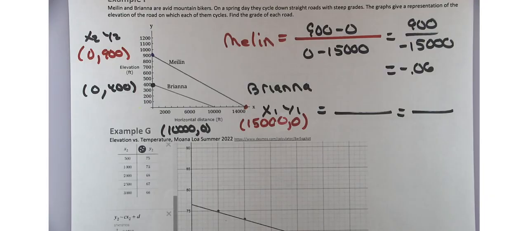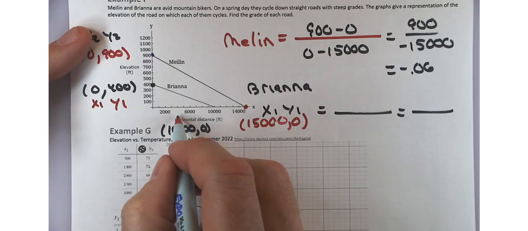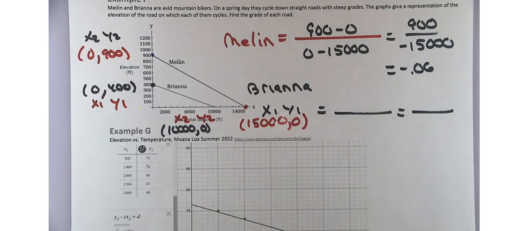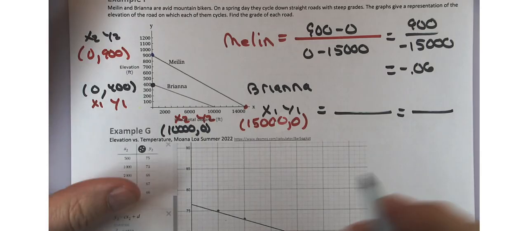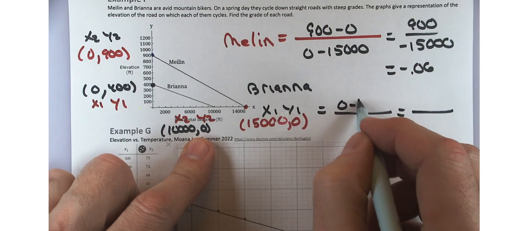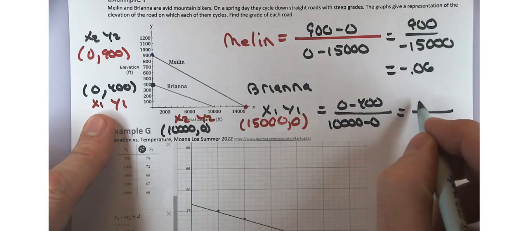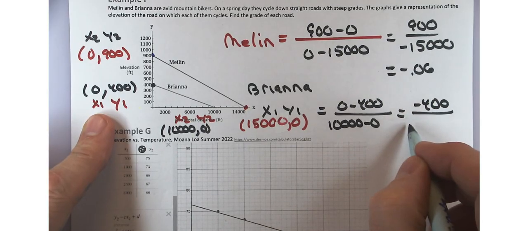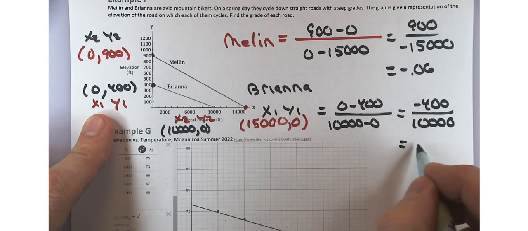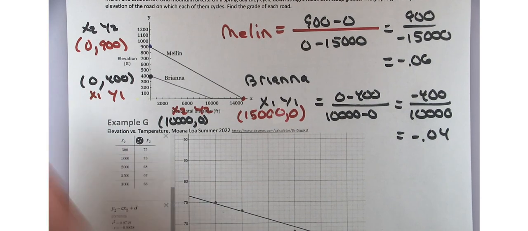Just to be different, I'm going to call this my x1, y1, and this will be my x2, y2. If I proceed that way, then it's going to be 0 minus 400 over 10,000 minus 0. So negative 400 over 10,000 is negative 0.04. So a 4% grade as opposed to a 6% grade. All right.